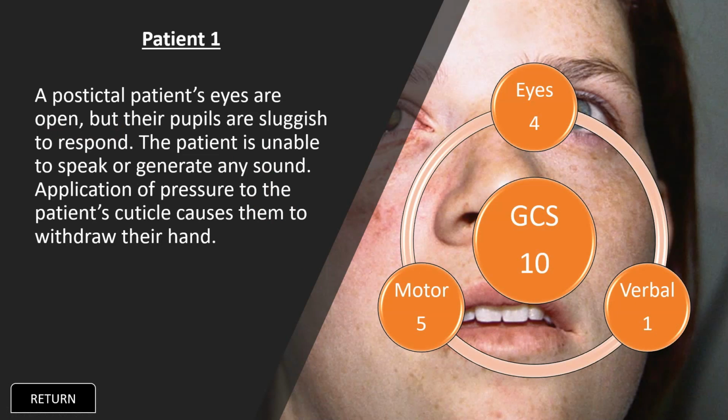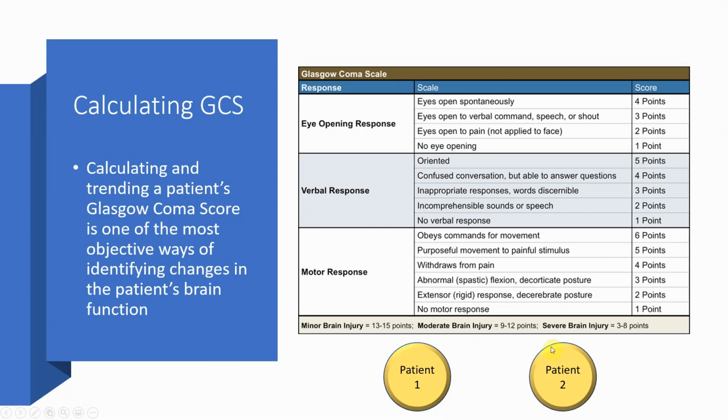If we were to apply pain to that hand, to that cuticle, and there was just a general shrug or a moan in response or something like that, but they weren't able to specifically withdraw the hand that we were applying pain to, then that would have probably dropped them down to 4 points. But in this situation, they were able to withdraw the specific hand, so it worked out just fine.